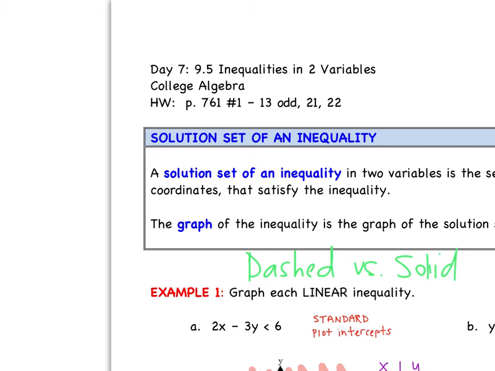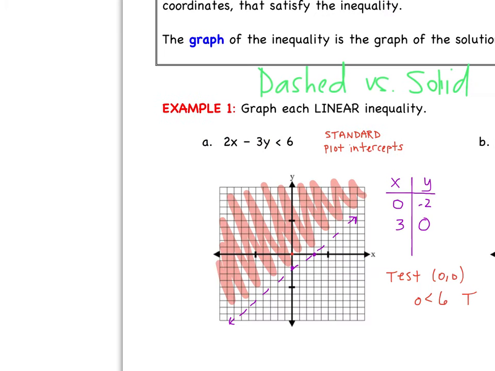This first example, 2x minus 3y is less than 6. This is in standard form, so all we need to do is plot the intercepts. You can make a table of values. When x is 0, what's y? When y is 0, what's x? Now, pay close attention to the inequality symbol. It's strictly less than. Does that mean dashed or solid boundary? Hopefully you remember that means a dashed boundary. I want you to go ahead and graph this inequality and see if you can figure out where you're going to shade. When you're done, check back.